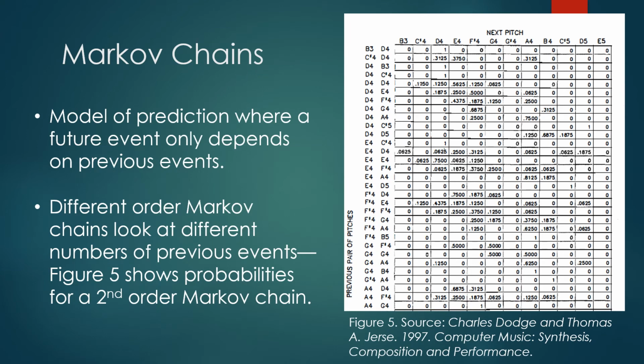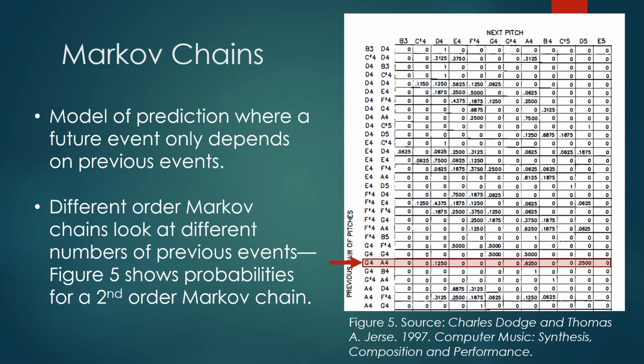Now, let's talk about Markov chains. In general, Markov chains are a model of a prediction where a future event only depends on previous events. Different order Markov chains depend on different numbers of previous events. Figure 5 shows probabilities for a second order Markov chain.